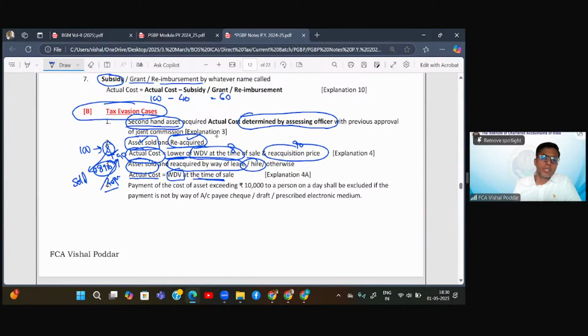The whole scenario covered in this is what we have already studied in section 40A(3). That is where you are making payment for a transaction to a person in a day exceeding rupees 10,000. The payment has to be made only by way of account payee cheque, draft, or prescribed electronic medium. Same rule applies for cost of asset also. So if you have purchased any asset, and by default for any asset the value will be above 10,000, you should ensure that the payment for that asset is made only by way of account payee cheque, draft, etc. If the payment is made in cash or bearer cheque or even crossed cheque, it will not be allowed. You cannot add anything in your actual cost. You will not get depreciation.